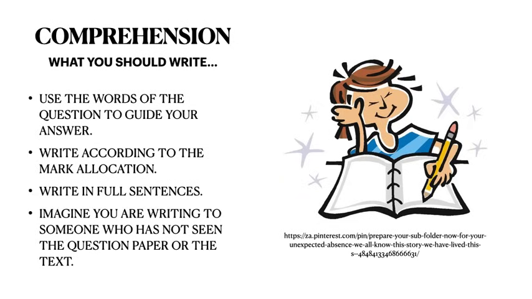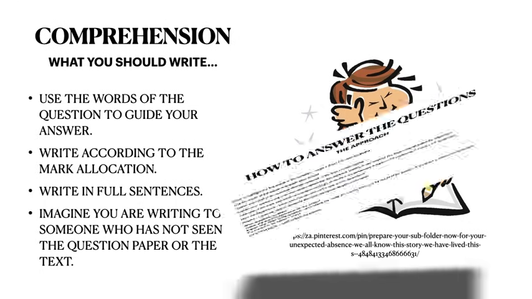And the last thing is, imagine you are writing to someone who has not seen the question paper or the text. So imagine that your marker is looking at your answer book and they are sort of blind to what the text actually says and what the question is. And by the end of reading your answer, it must be clear to them what the question was and what the text was about based on your answer. So that's a little trick to think about: if you've answered the question properly, then it's going to be very clear if your answer reflects what the question originally was.